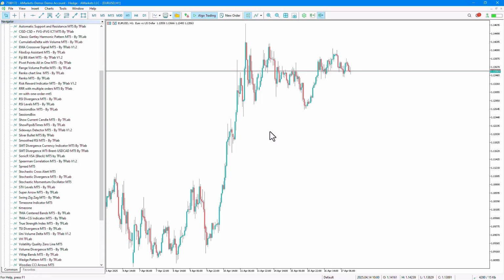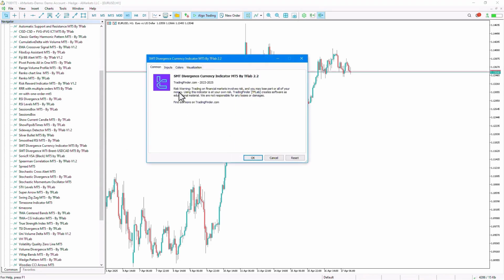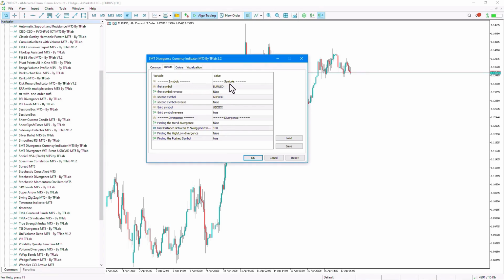From the Navigator section, we select the indicator file and execute the indicator by dragging the file onto the chart. Before running the indicator on the chart, from the Input section, we change the symbols for review to match the symbols within the broker. Here, my first symbol is EURUSD, the second symbol is GBPUSD, and the third symbol is USD-IDX. Here I change the symbol USD-IDX to DXY.